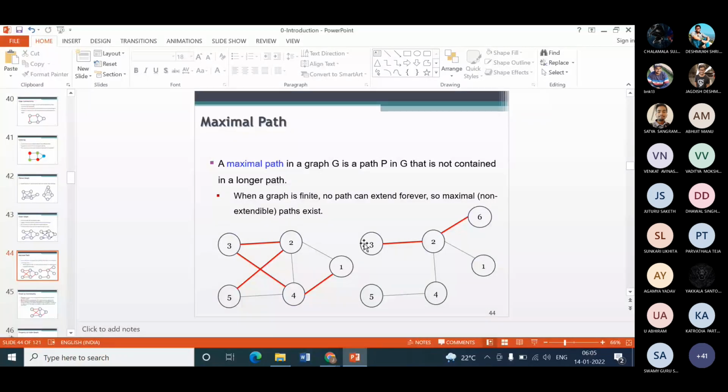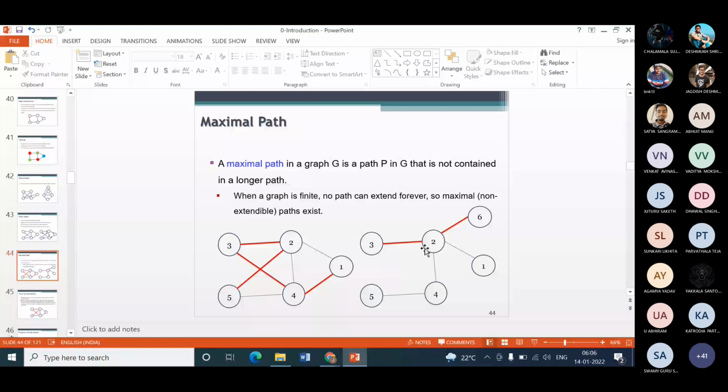Okay. The only thing you have to understand is that a maximal path in a graph is a path that cannot be contained in a longer path. So you cannot make this path a subset of a longer path. Okay.